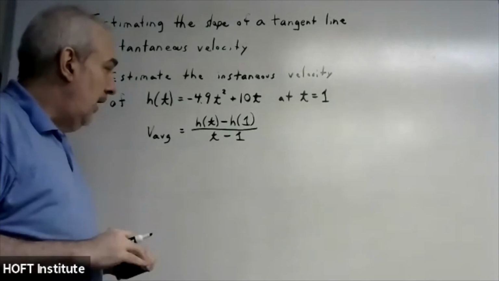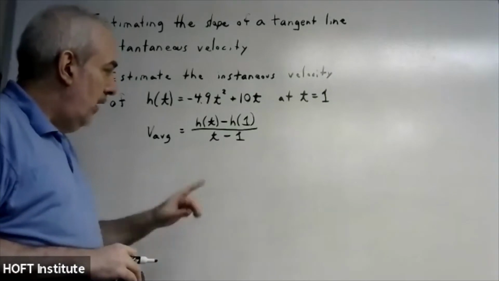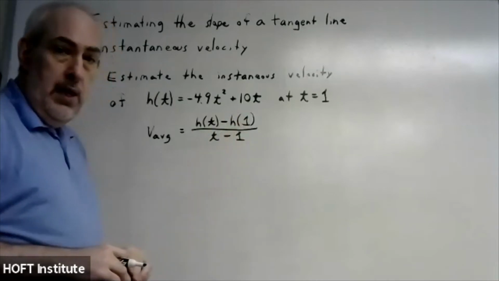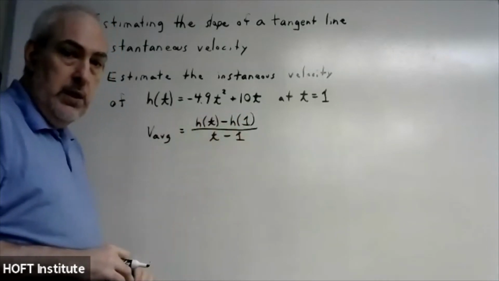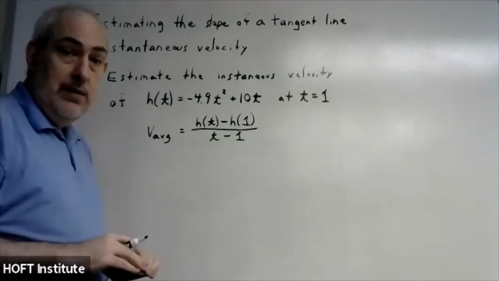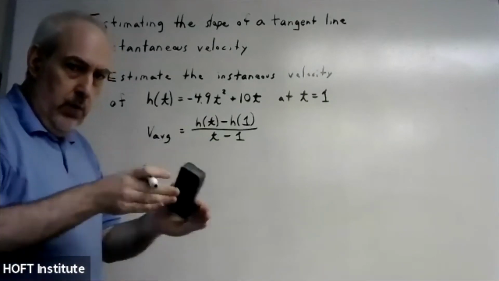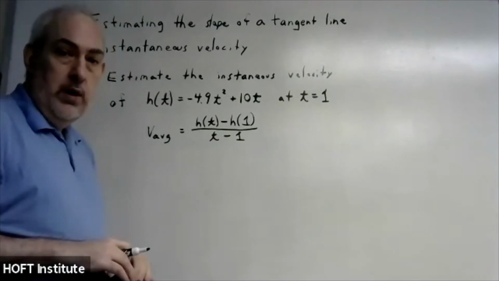Okay, so once again, I'm going to make a table of values. I'm going to make my values of time get closer and closer to 1, and I'm going to compute the average velocity and try to estimate the instantaneous velocity by looking at the average velocities. Hopefully they will go towards 1 value.